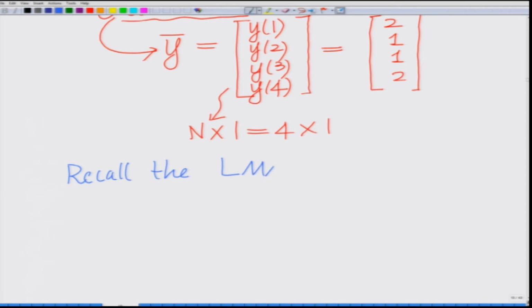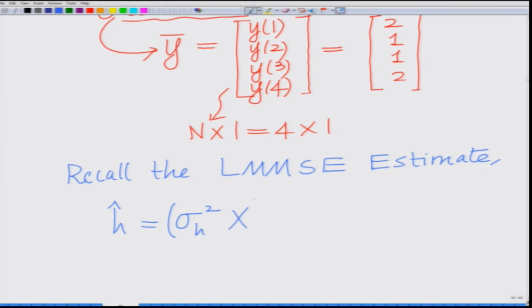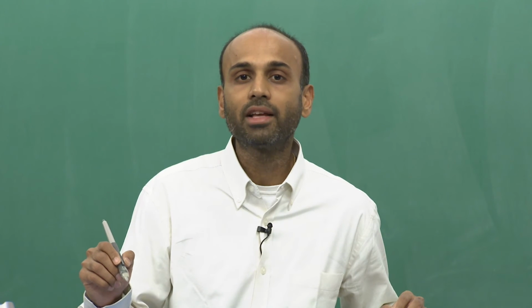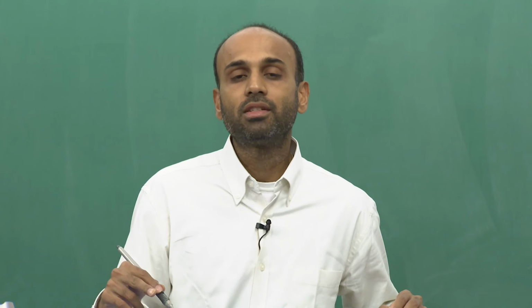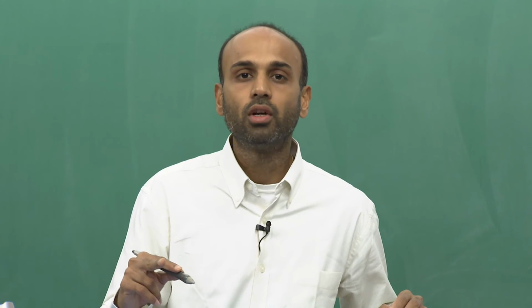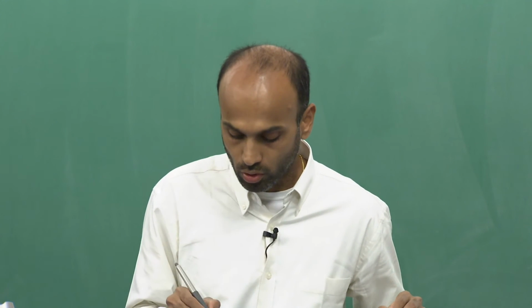The linear minimum mean squared error estimate is given as H hat, which is the LMMSE estimate, equals, as we derived in the previous module, sigma h square X transpose X plus sigma square identity inverse times sigma h square times X transpose y. Once again, we pointed out in the previous module that this is a much simpler version, because X is 4 cross 2, therefore X transpose X will be a 2 cross 2 matrix.